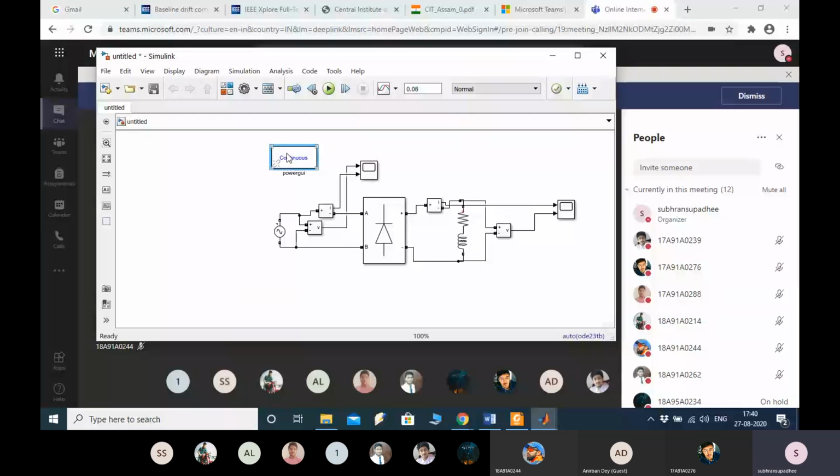Similarly, this is single phase. Similarly, we can do it for three phase also. This part will remain the same as it is. Only the source part will change. So let's do it. Remove the source part.